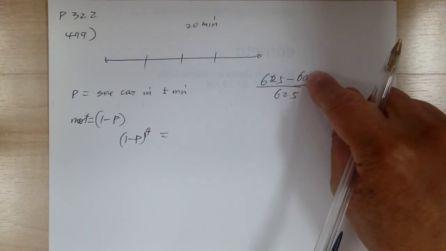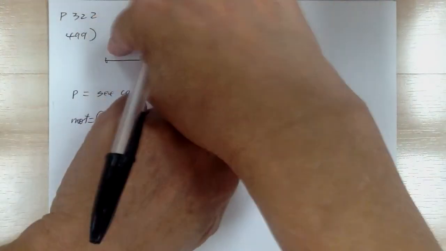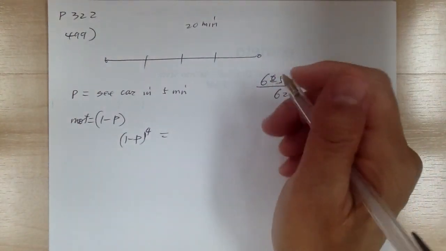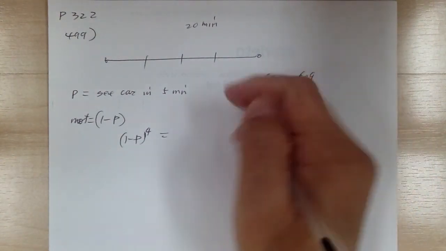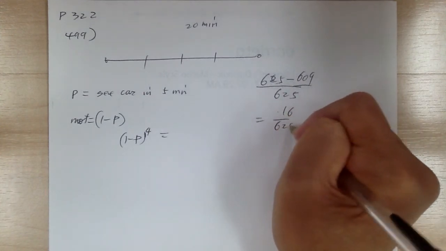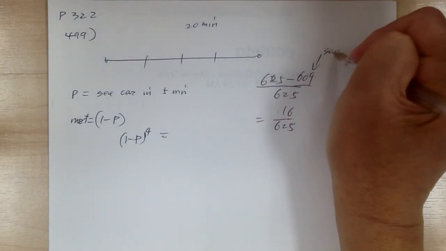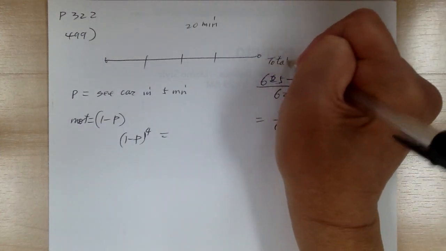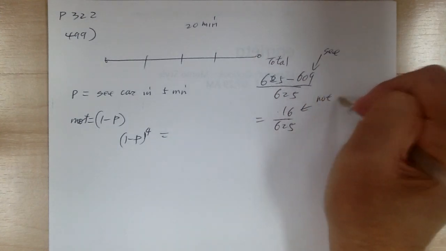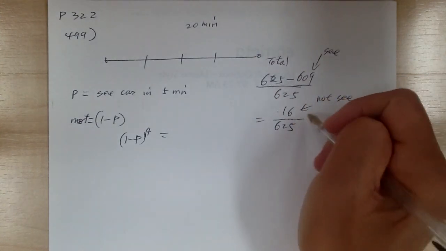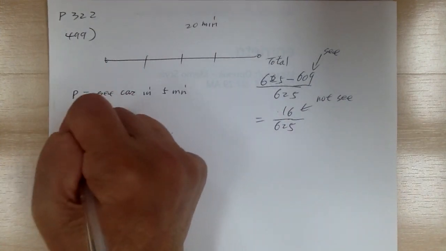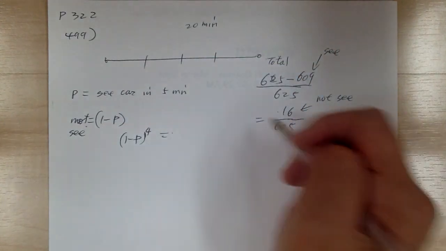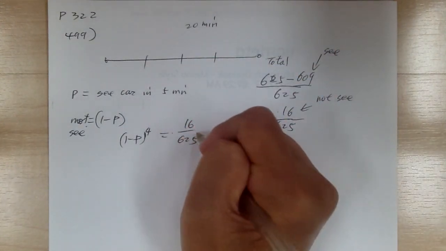Okay, so again, this is seeing. This is the probability of seeing a card over here. So you have to subtract that to figure out the probability of not seeing. And so this will equal 16 over 625. Okay, so again, this is seeing, and this is the total. And so this will be not seeing. Okay, and so this will equal that. Again, remember this is not seeing, right? And so this will equal 16 over 625.